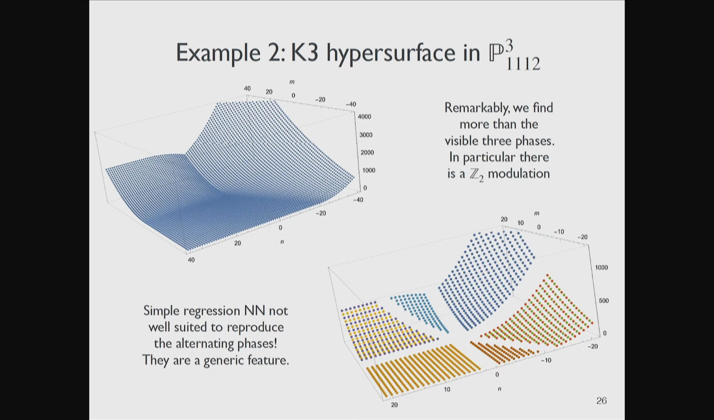Yeah. The same happens here, I think. So the regression with the neural network did not really achieve this separation into these 2 alternating phases here. And since they're a generic feature, one can either take this into account by maybe adjusting the neural network that one uses, or our algorithm naturally classifies these into 2 different phases and fits 2 different polynomials, and it works.